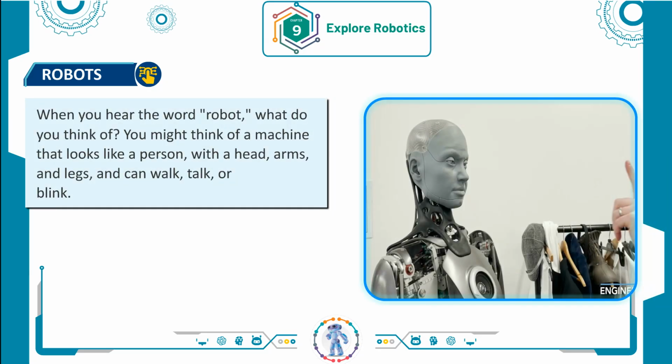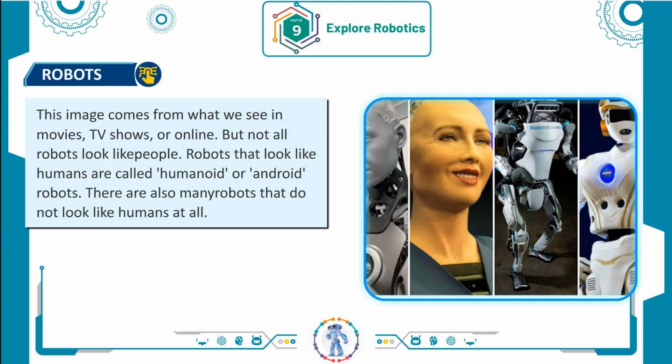When you hear the word robot, what do you think of? You might think of a machine that looks like a person with a head, arms and legs, and can walk, talk or blink. This image comes from what we see in movies, TV shows or online. But not all robots look like people. Robots that look like humans are called humanoid or android robots. There are also many robots that do not look like humans at all.